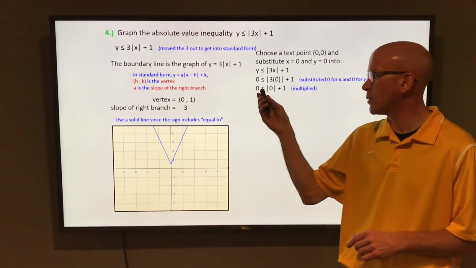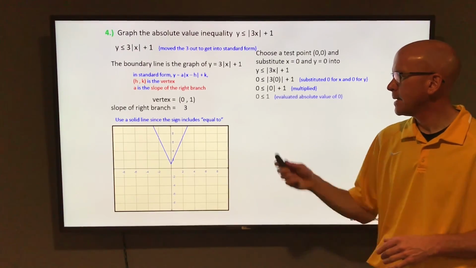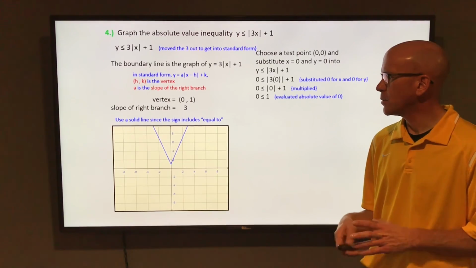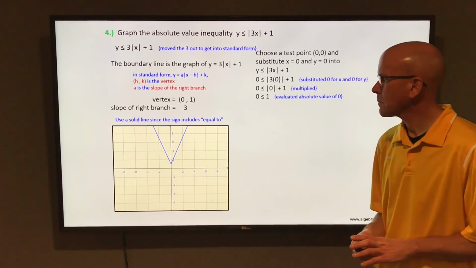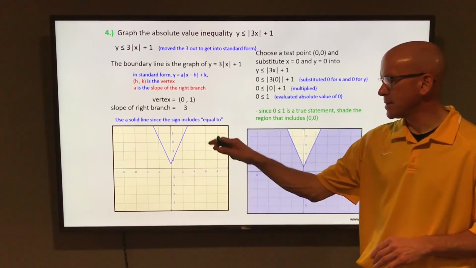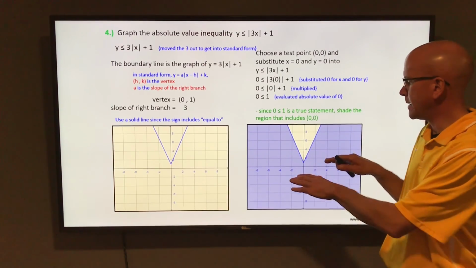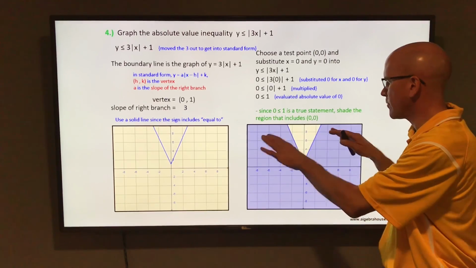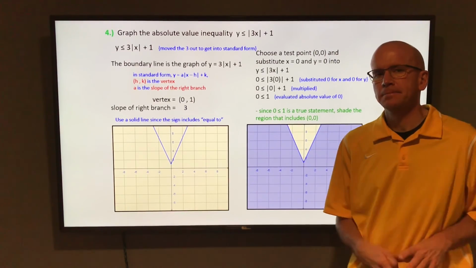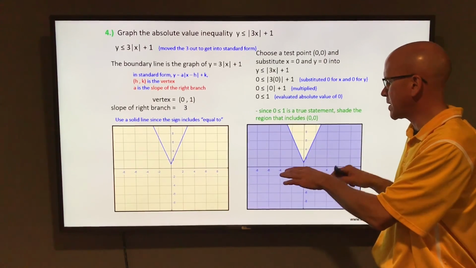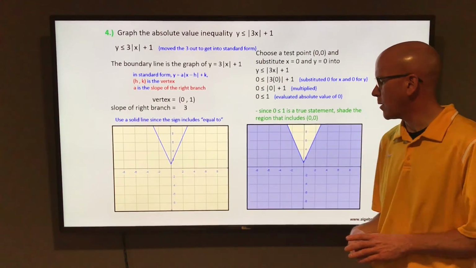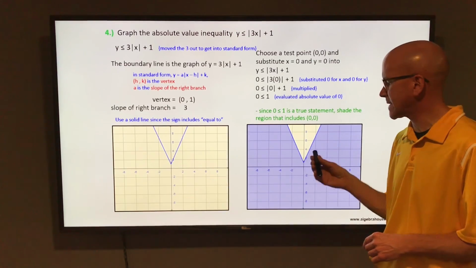You get 0 is less than or equal to the absolute value of 0 plus 1. It means 0 is less than or equal to 1. That's a true statement. 0 is less than 1. So since that's a true statement, again, you are shading everything below that line, including these points up here, not just below 0, 0. You're shading all of these points below the boundary line. So all these points get shaded. All of these points are solutions to that inequality, including the ones on that solid boundary line.